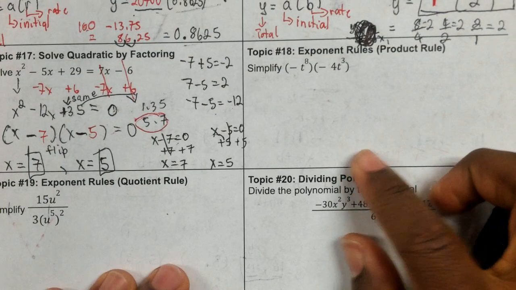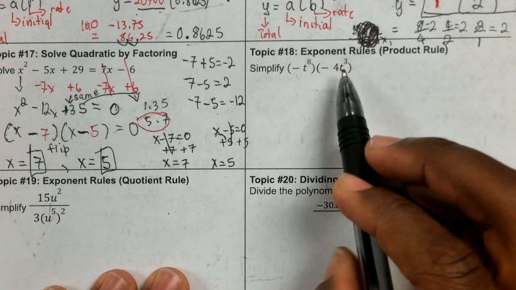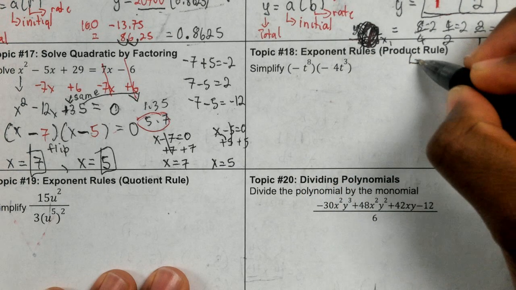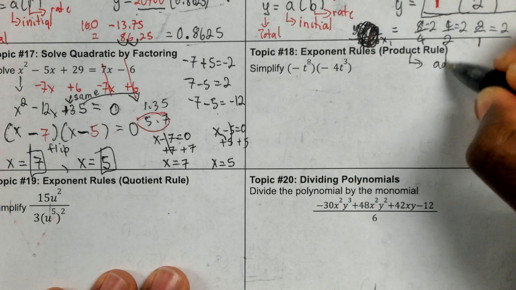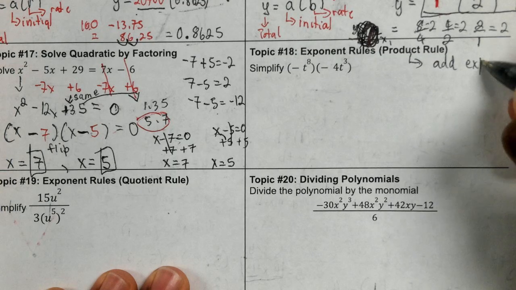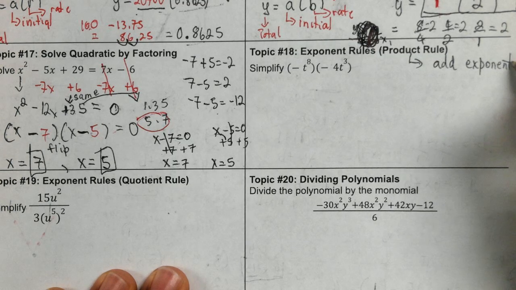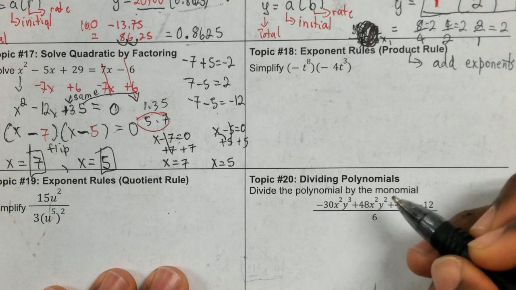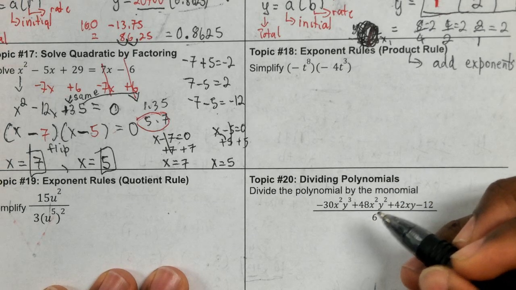So the next question says that we're doing exponential rules, product rule. Product means that we're going to do some type of adding of exponents. Okay, so we add exponents. But what do you do with the numbers? Well, you multiply the numbers first, then we add exponents.